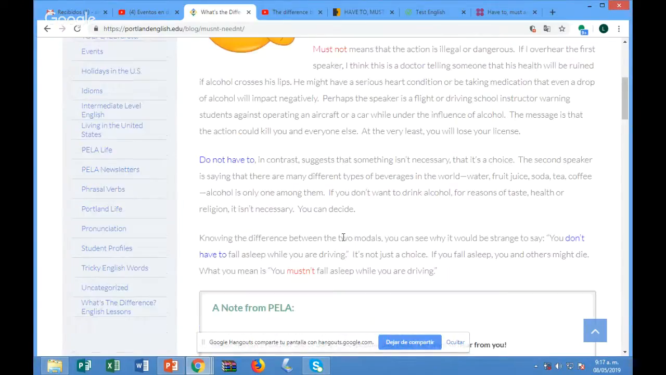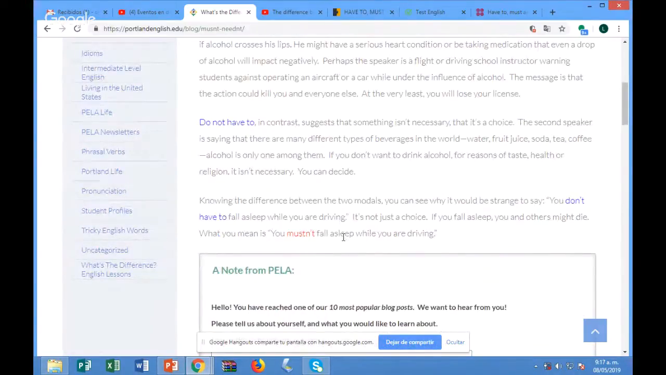But don't have to, in contrast, suggests that something isn't necessary, that it's a choice. The second speaker is saying that there are many different types of beverage in the world: water, fruit juice, soda, tea, coffee. Alcohol is only one among them. If you don't want to drink alcohol for reasons of taste, health, or religion, it isn't necessary. You can decide. You can choose.